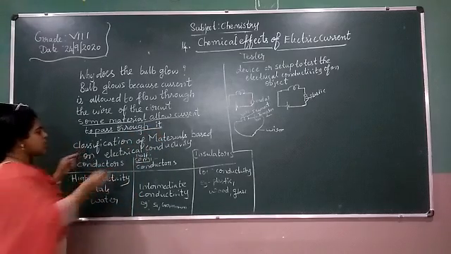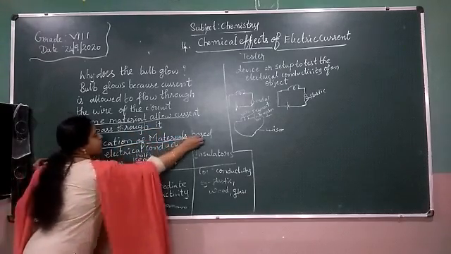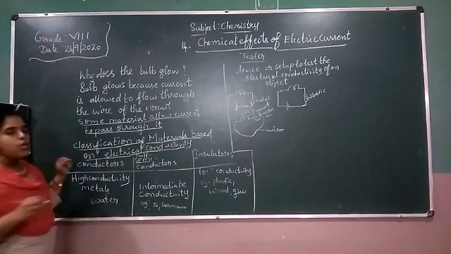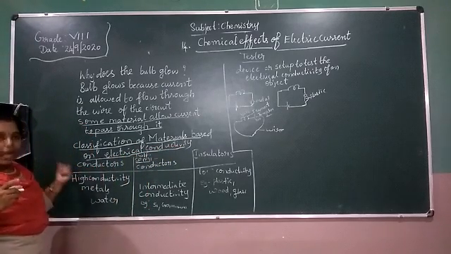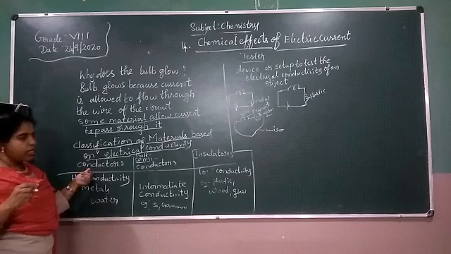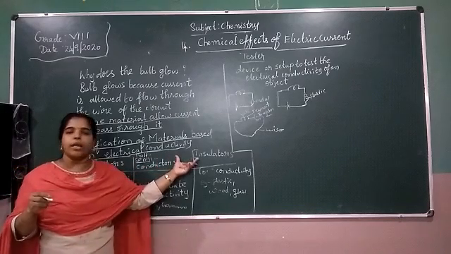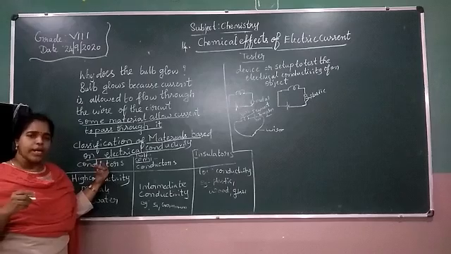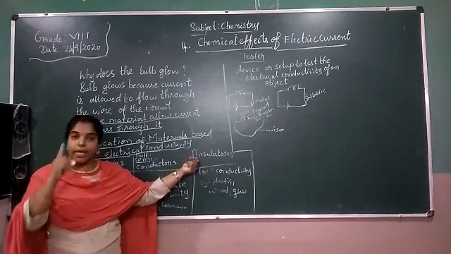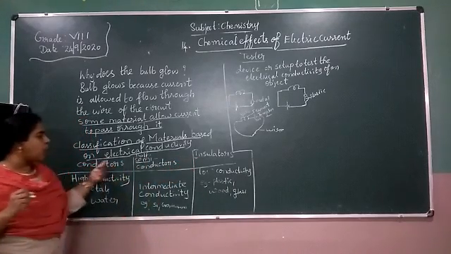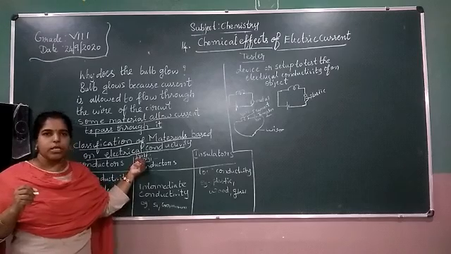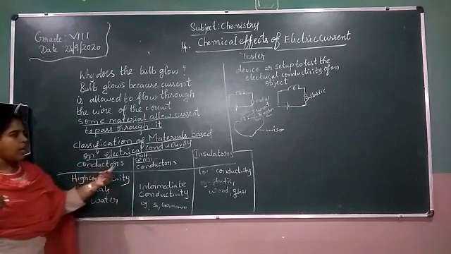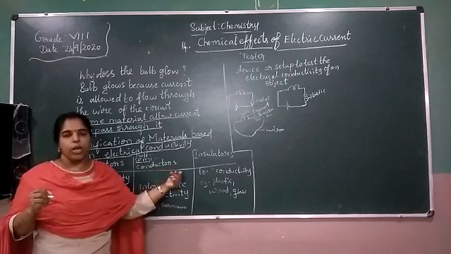According to the classification of materials based on electrical conductivity, let's see what the classifications are. Conductors and insulators: you already learned these two in the lower classes, in grade 7. You don't know about the semiconductors yet. Let's see the three classifications: conductors, semiconductors, and insulators.